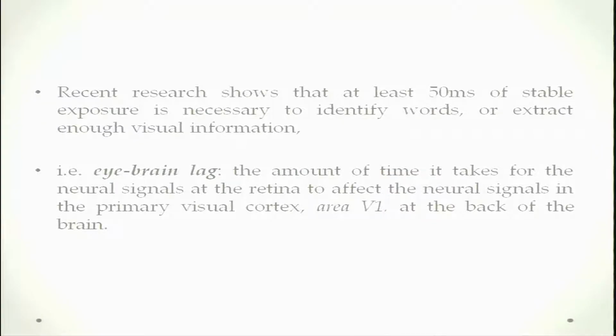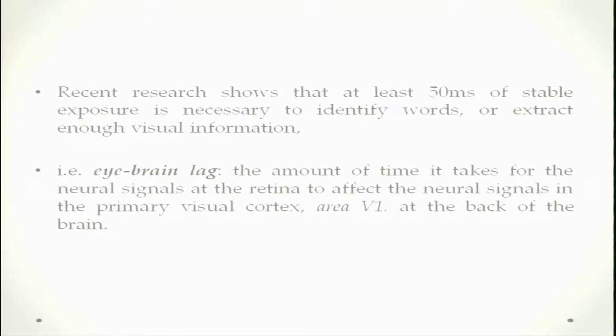Okay, this whole time gap is referred to as saccadic suppression, because the movement is so swift that there is almost no time for the retinal information to get interpreted in your brain, and for you to decipher what that thing was that your eyes passed over. Recent research has shown that at least 50 milliseconds of stable exposure is necessary to be able to identify words or extract enough visual information. And as I was saying, saccadic suppression is just for 20 milliseconds. Your eyes move from location A to location B so quickly that you cannot really gain any meaningful information out of it.